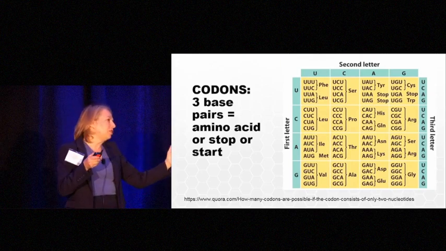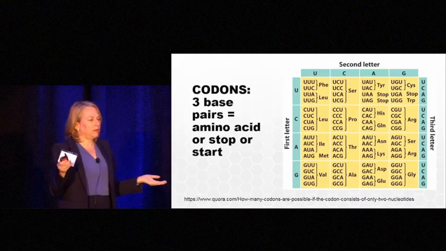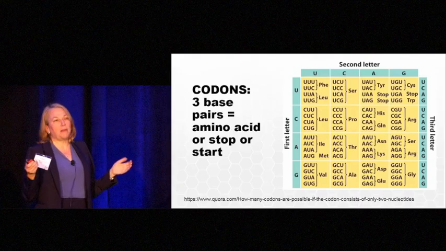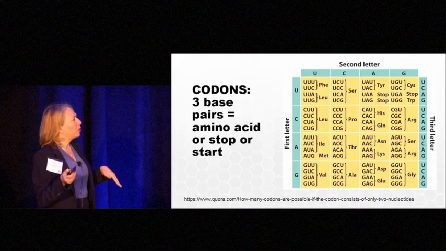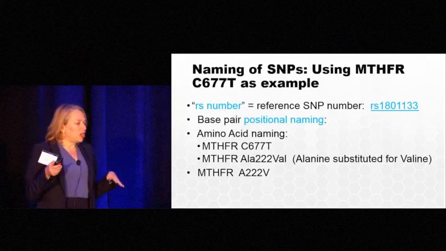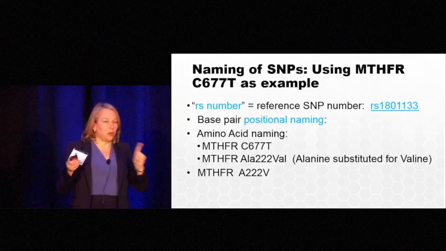You could change it and you're changing one alanine to another. So that's why not all SNPs matter. And again, it also depends on how they affect the protein folding and such. Let's talk about naming. There's actually one mistake on here.